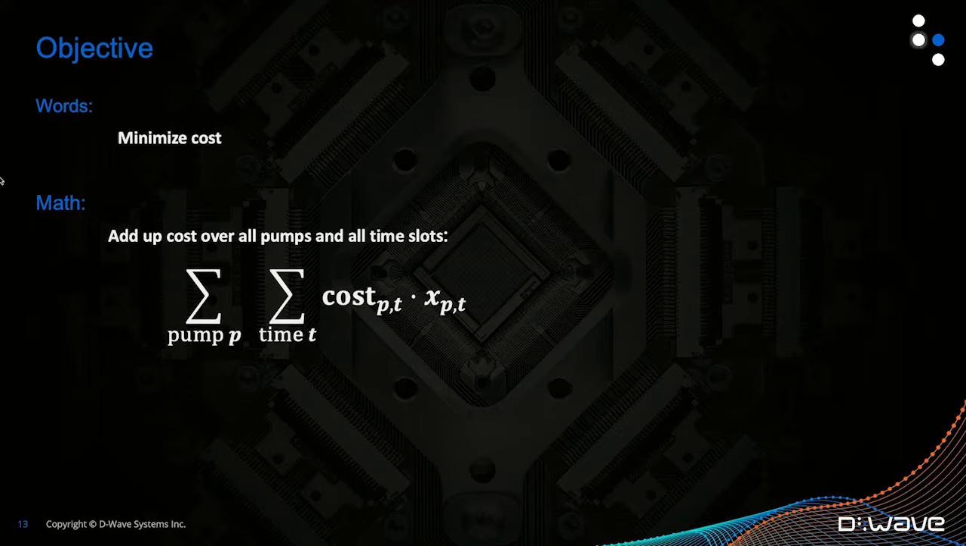So when we write this as a math expression, basically we have the cost to operate a given pump at a given time, cost PT, times the binary variable for operating that pump at the given time, XPT. So we have this for 1 pump and 1 time slot, and we're just going to sum up over all of the pumps over all of the time slots. And this is going to give us an overall expression for cost. And now the quantum computer is going to minimize this expression for us and give us back whether each of these XPT values should be 0 or 1 for the minimum cost.